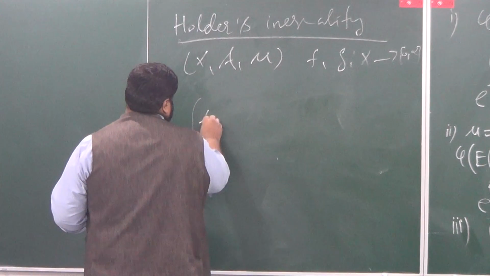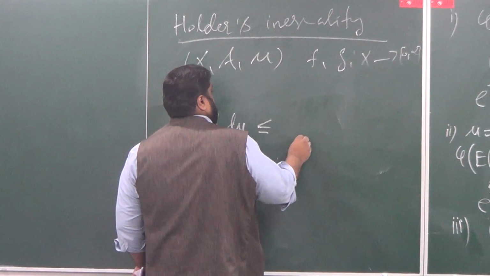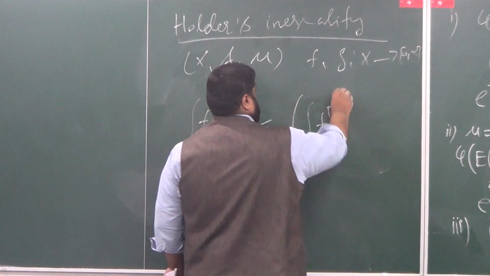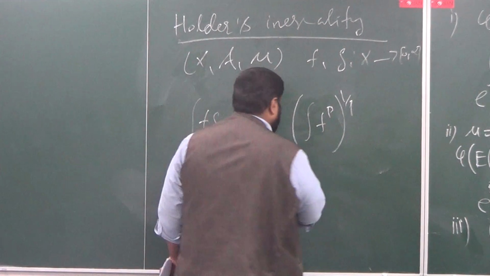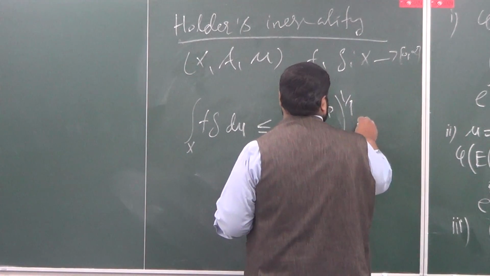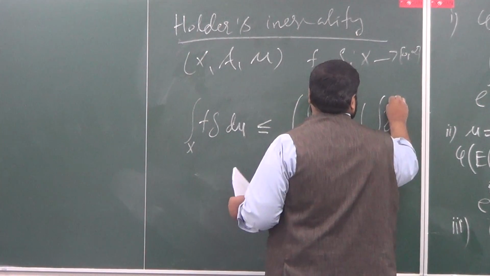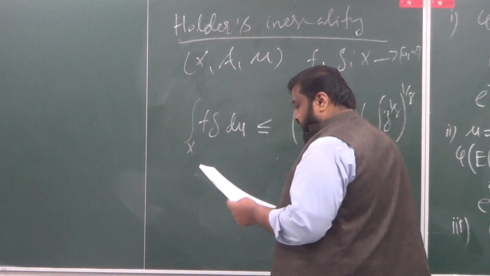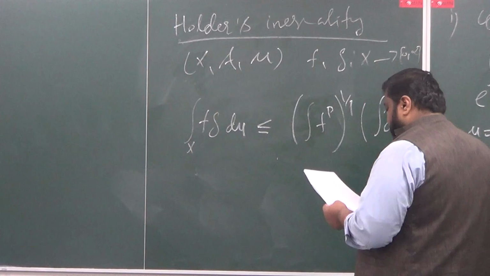then the integral of the product fg d nu is less than or equal to the p-th norm, the L^p norm, of f times the q-th norm of g. We haven't defined L^p spaces, but we will do it. That's g to the power q.